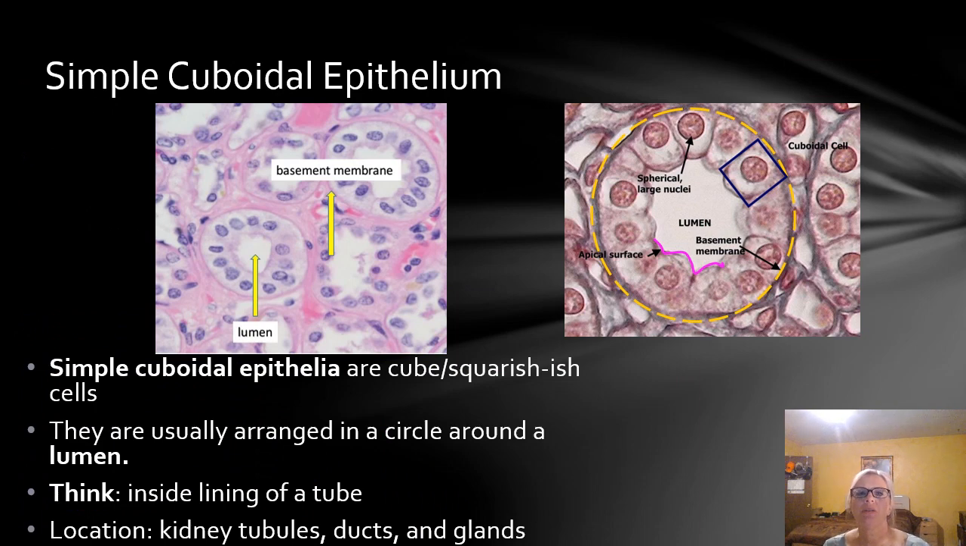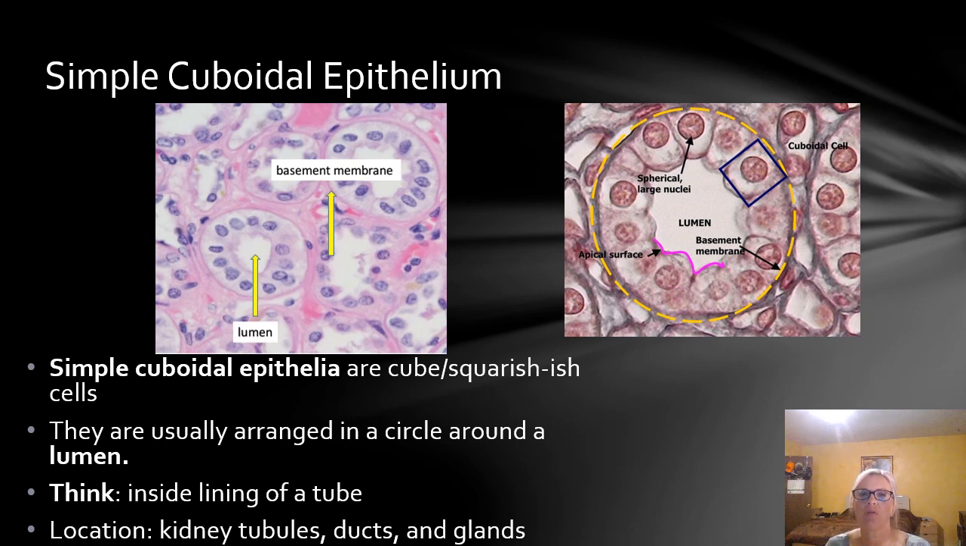So a very common way to see simple cuboidal is you see the simple cuboidal cell with a very large nuclei compared to the size of the cell. You'll often find these go around the lumen in a circular pattern, as we can see here in the left picture. And these are cross-sectional views.